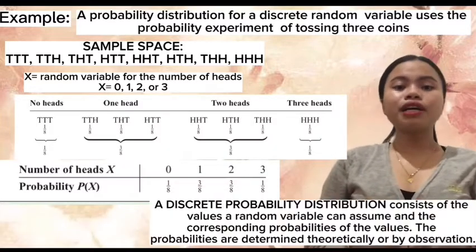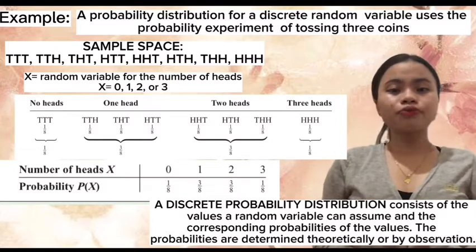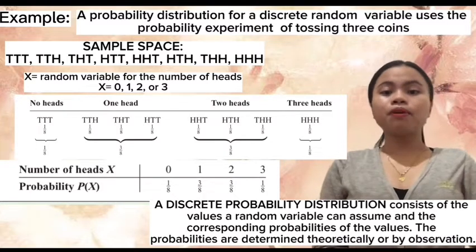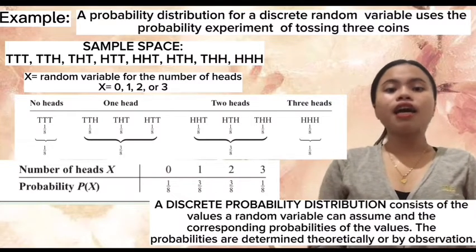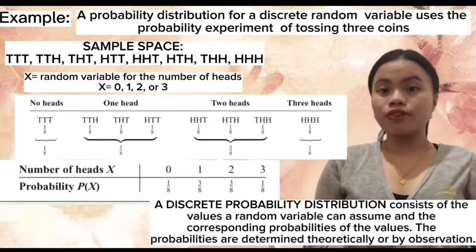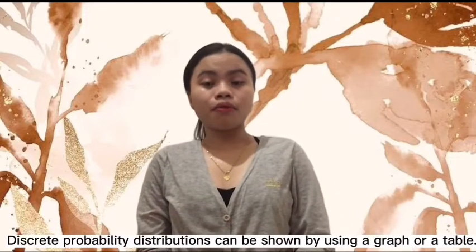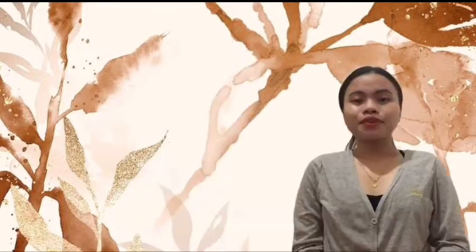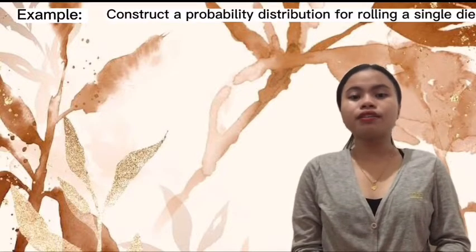Therefore, a discrete probability distribution consists of the values a random variable can assume and the corresponding probabilities of the values. The probabilities are determined theoretically or by observation. Discrete probability distributions can be shown by using a graph or a table. Probability distributions can also be represented by a formula.